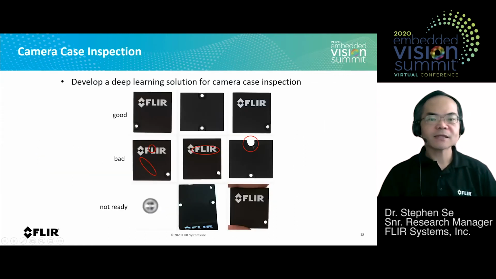In the next case study, we would like to develop a deep learning solution to inspect our own camera cases, as some camera cases from our supplier could have defects, and we don't want to use defective cases in our cameras. We collected training data for 3 classes: good, bad, and not ready. Bad examples may include scratches, dents, logo scratches, and any other imperfections as circled in red here. Not ready means it cannot see the complete camera case or the camera case is not placed properly.